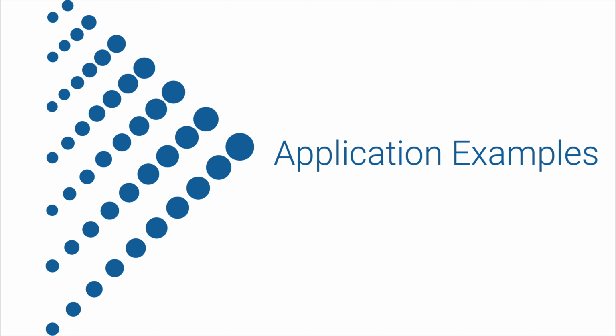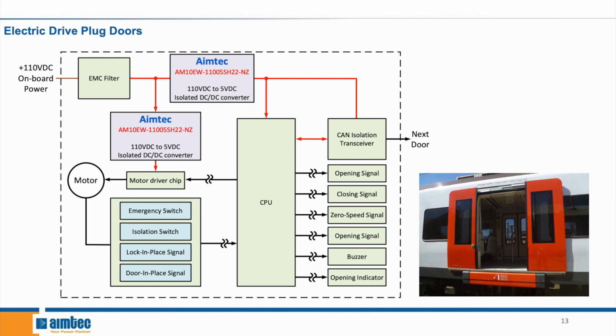Now we're going to be moving on to actual application examples using AIM-TEX block diagrams. As mentioned before, pneumatic plug doors are a very popular application. They've been the most popular type of door in the public transit industry. However, they are slowly being replaced with electrical drive plug doors.